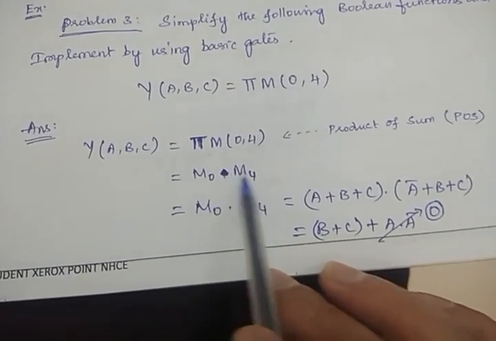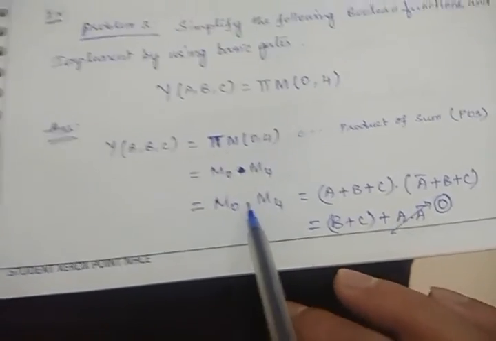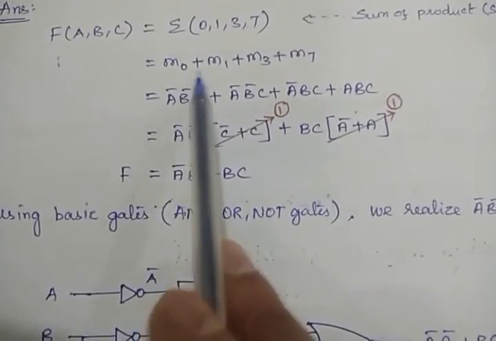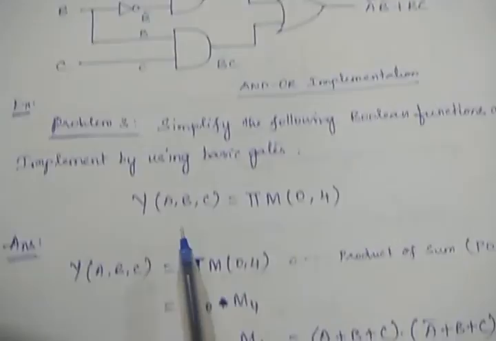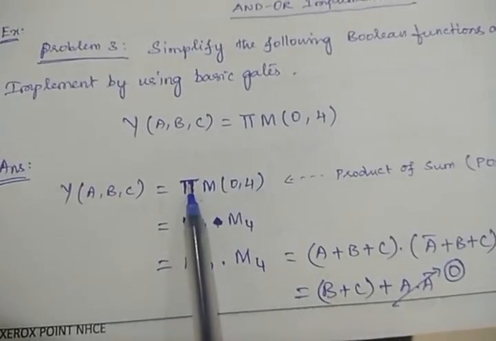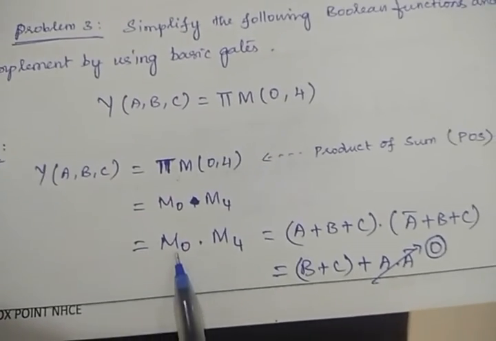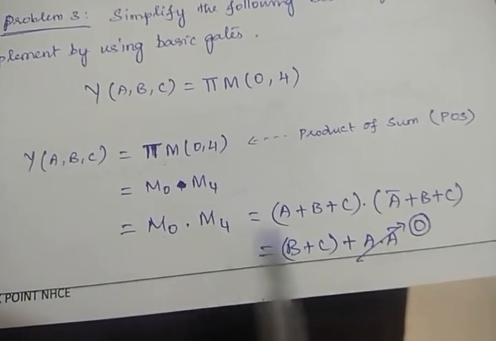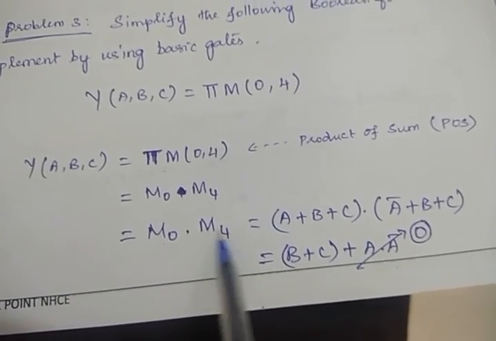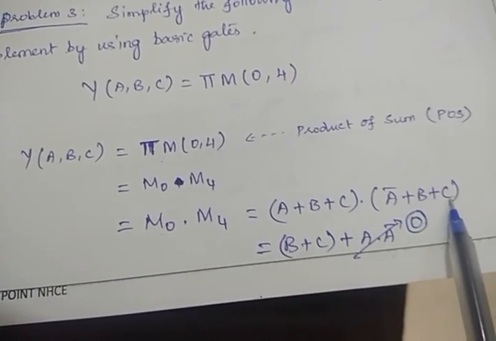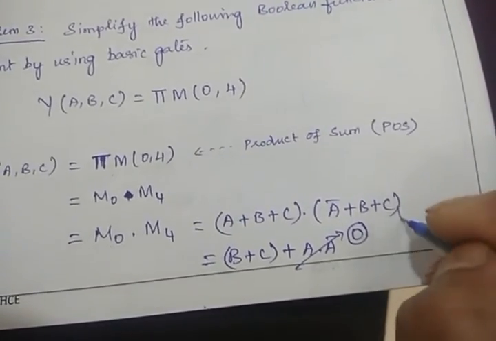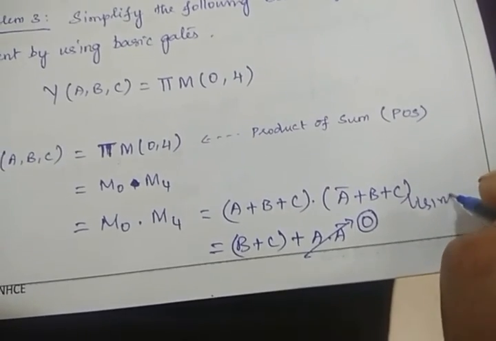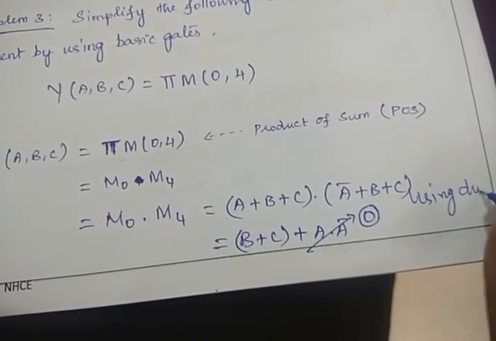So M0 dot M4. See, dot: remember previously it was addition because summation was given, and here it is multiplication because of the product symbol, right? So M0 means, we know from the tabular form, a plus b plus c. M4 means a bar plus b plus c. So to simplify this, actually here I used the distributive law. Using the distributive law we got this one.